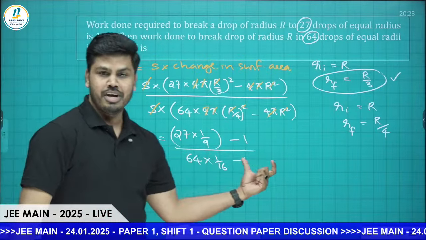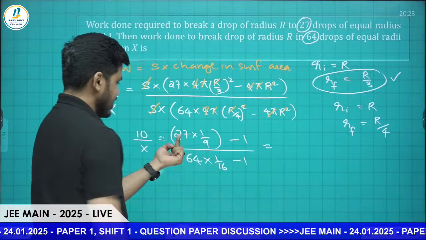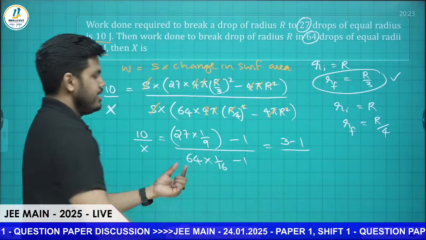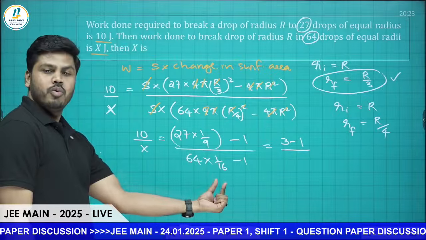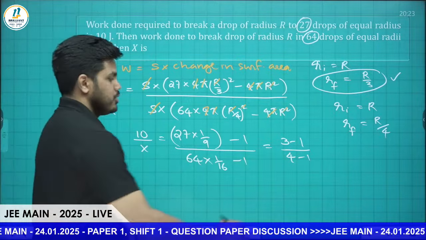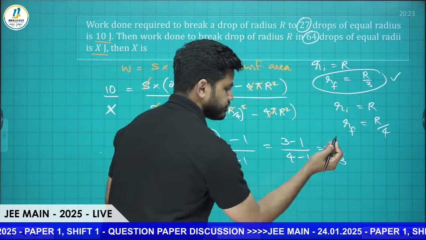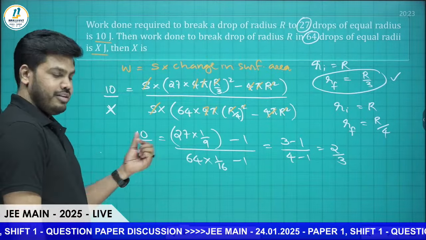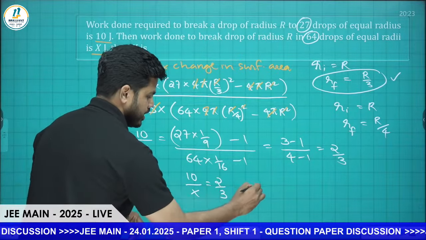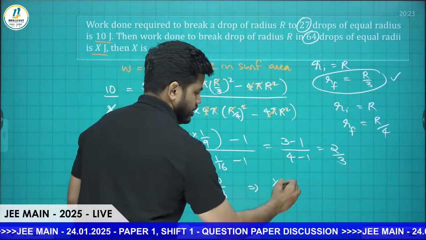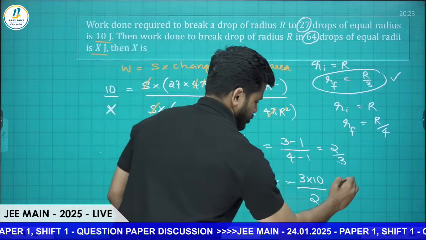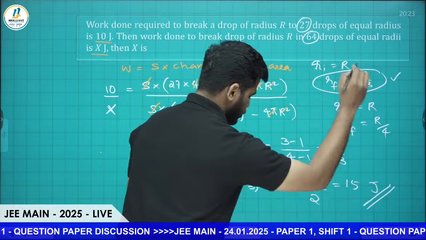Now we can find that easily. 27 by 9 is going to be 3, so 3 minus 1, divided by 64 divided by 16, which is 4, so 4 minus 1. What is this ratio? 2 by 3. Now can you find x? So 10 by x is equal to 2 by 3. So x is equal to 3 into 10 by 2. Yes, Abdul Hadi, 15 joules. That is the value of x.